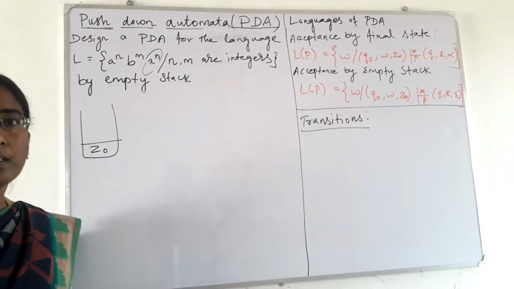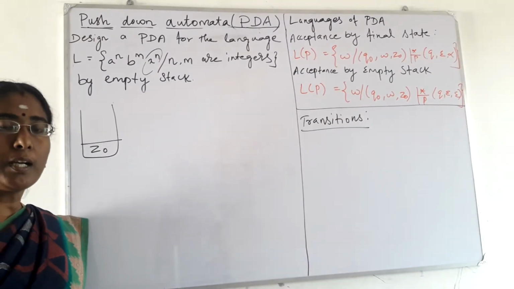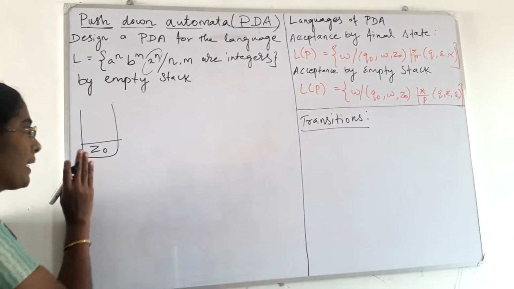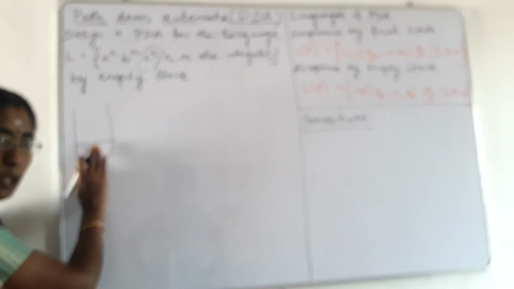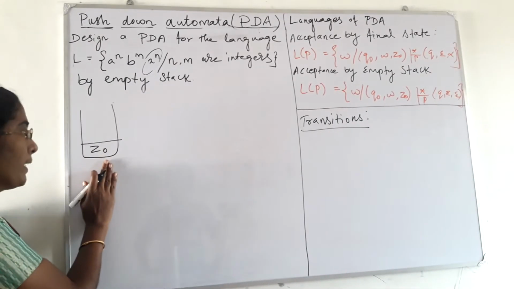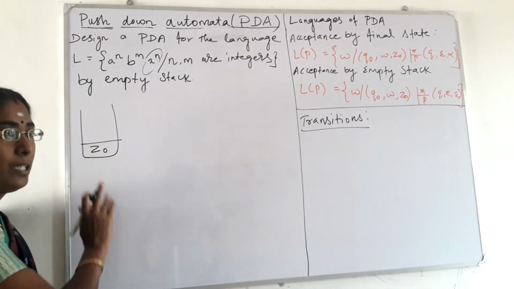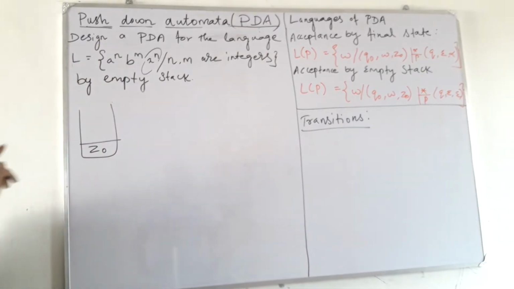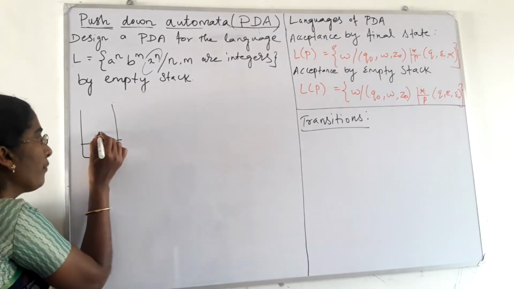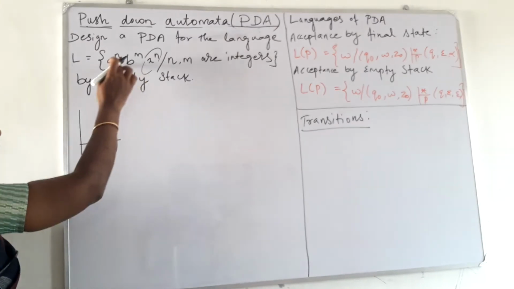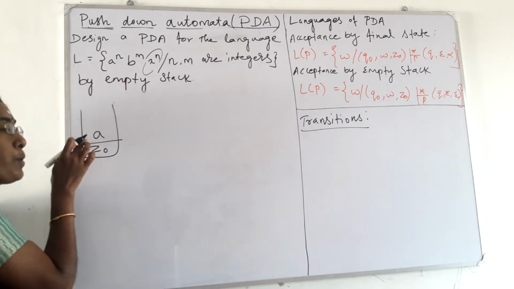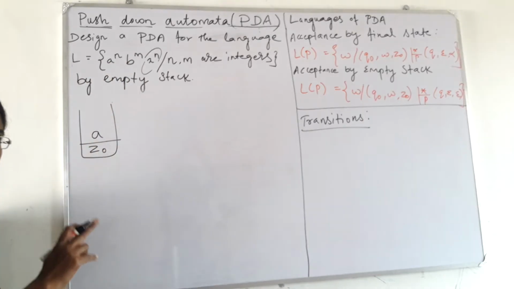See here, now we will see the transition for this particular language. Initially, the stack will be like this. Z0 is the initial top of the stack. The first step is reading n number of A's. If the first A is read by the pushdown automata, that A is pushed onto the stack. That is the first operation.